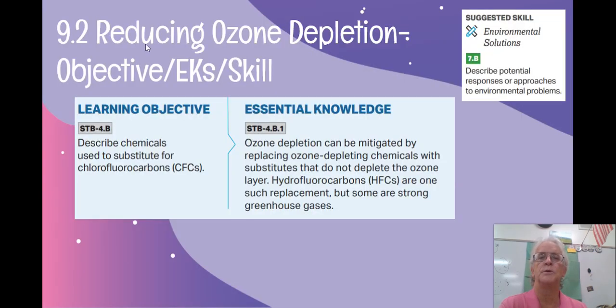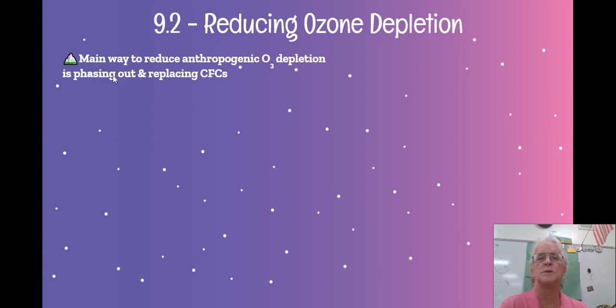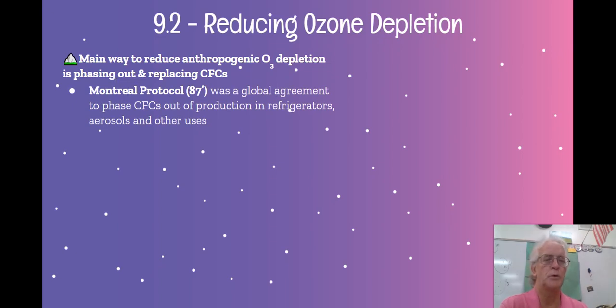For 9.2, reducing ozone depletion, the learning objective is to describe chemicals used to substitute for CFCs. So, a main way to reduce ozone depletion is by phasing out and replacing CFCs. There was a Montreal Protocol in 1987, which was a global agreement to phase CFCs out of production in refrigerators, aerosols, and other uses. They stopped being made right about that time. Now, remember, that chlorine can stay up there for long periods of time. It was replaced by HCFCs, the CFCs with a hydrogen instead of the chlorine.